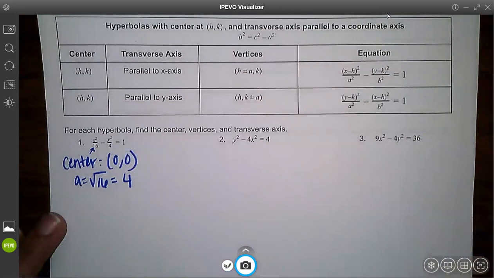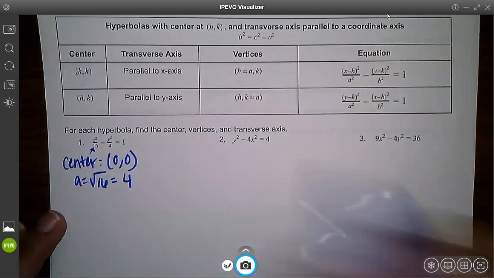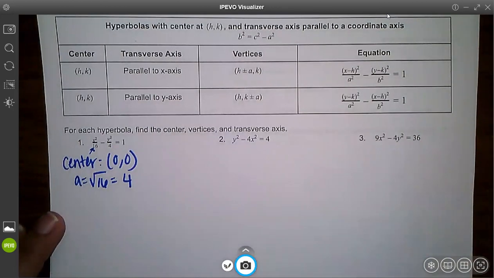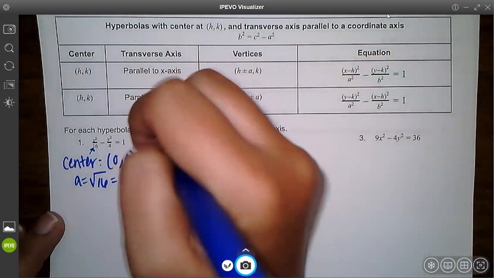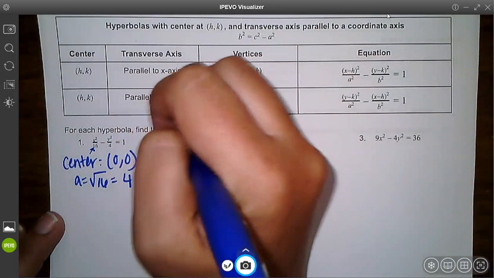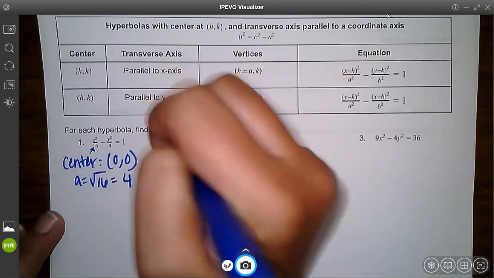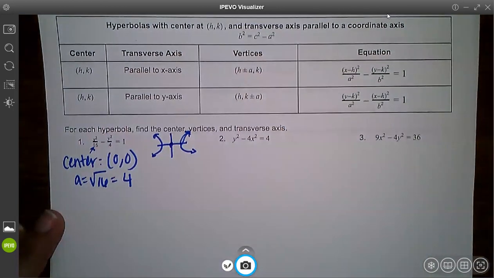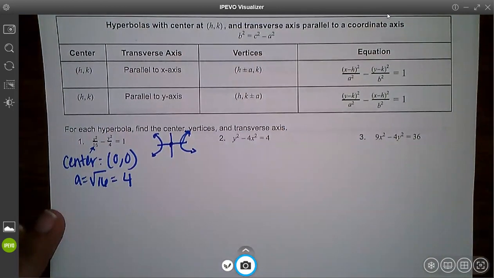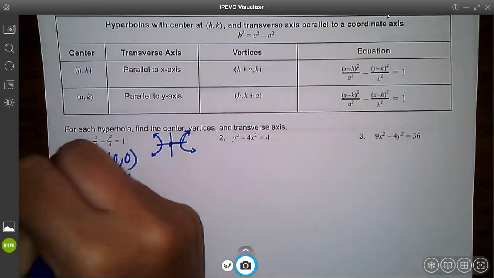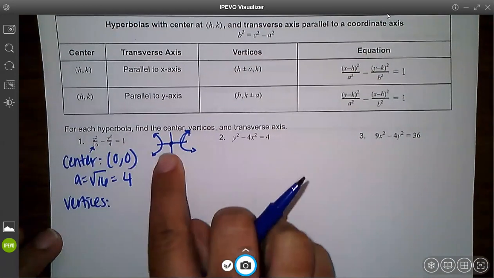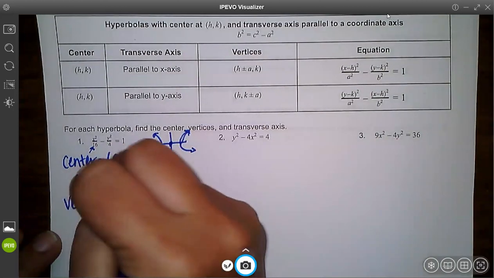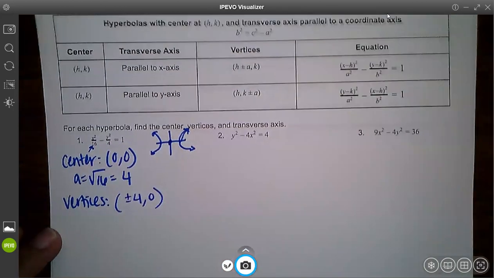Since this is a positive x squared, our transverse axis is parallel to the x-axis, which means it's going to look like this. Since our center is at 0, 0, this is going to be the graph of our equation. To find our vertices, I go from our center left 4 and right 4. So my vertices will be plus and minus 4, 0, or 4, 0 and negative 4, 0.